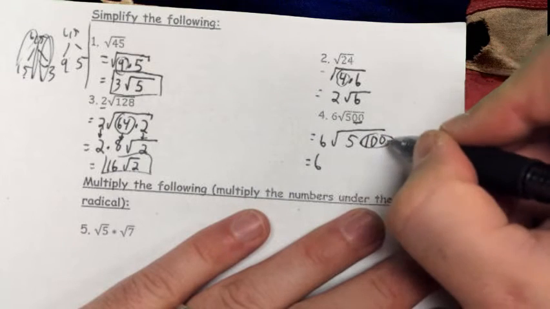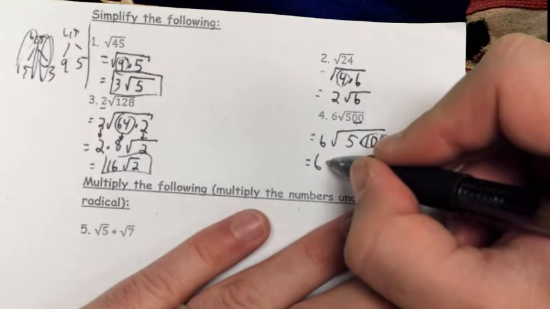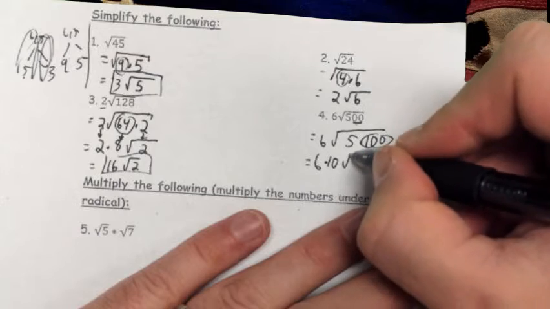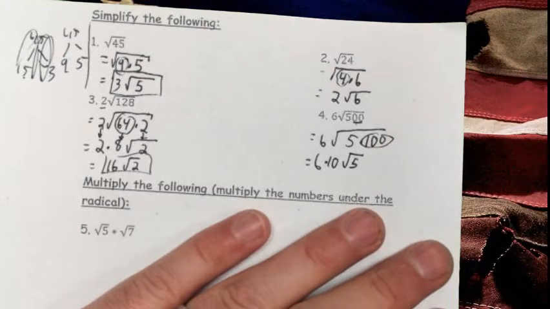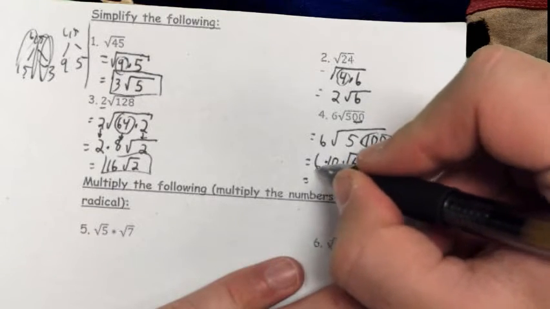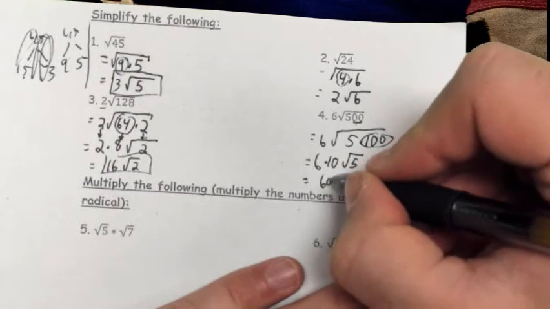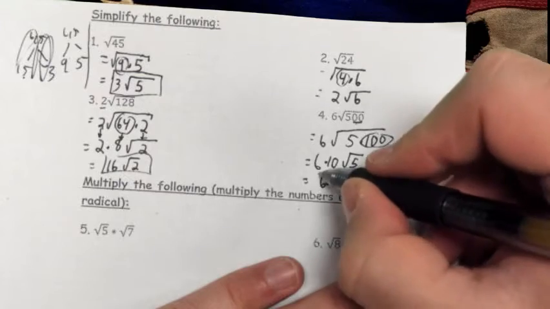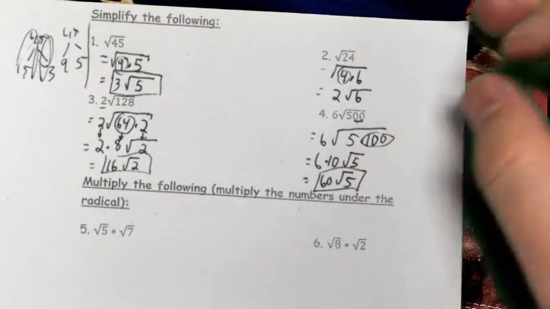The 6 gets copied down. Square root of 100 comes out as a 10 times the square root of 5. So now I'm going to perform this multiplication. 6 times 10 is 60 square roots of 5. And there is my simplified answer.